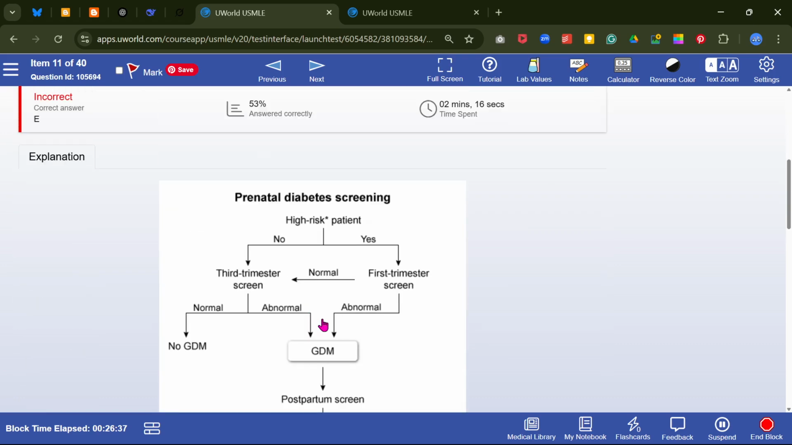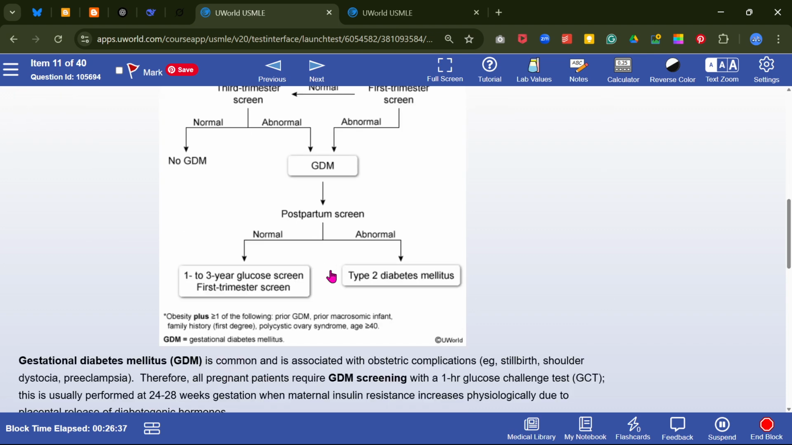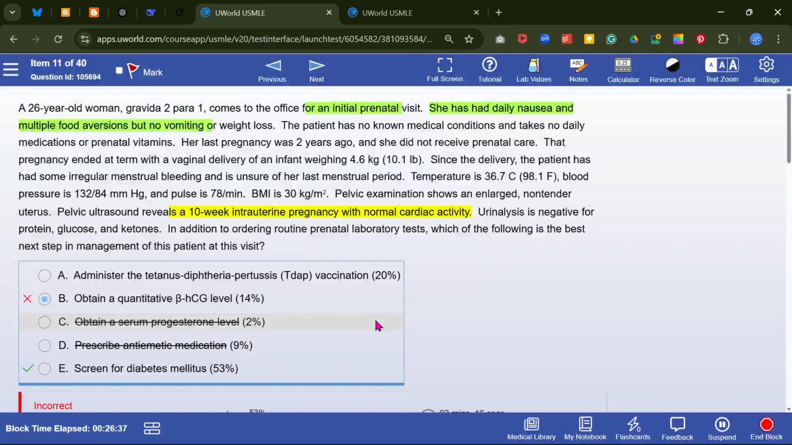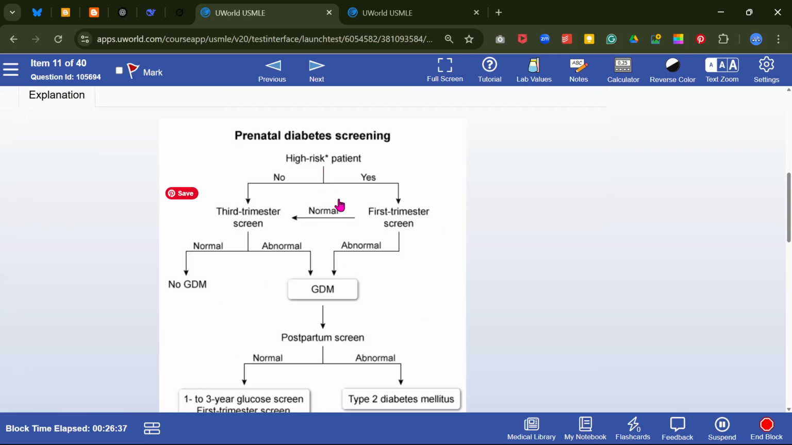Prenatal diabetic screening, high risk patient: obesity plus one of the following, prior GDM or prior macrosomic infant. If yes, first trimester screen. If abnormal, then GDM. If high risk patient, no, third trimester screening. Abnormal, GDM. Normal, no GDM.